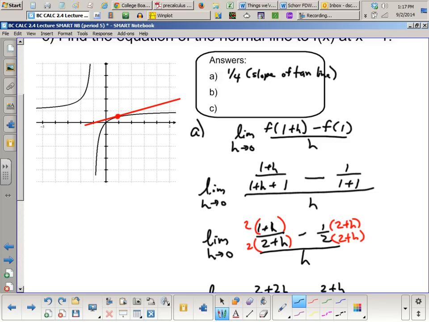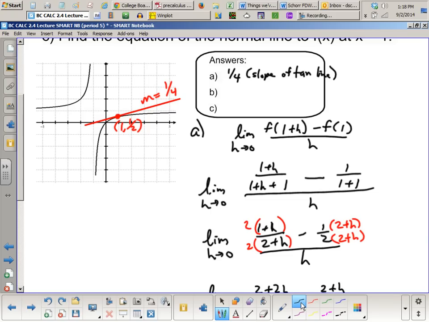Okay, so we got that far. The rest is really, really easy. Remember, this point is the point 1 comma f of 1, which is really just 1 comma a half. That's what the red point is. The slope of this is 1/4. So remember back in Algebra 1 even, you were able to write the equation of this line really quickly. You just use point-slope form.